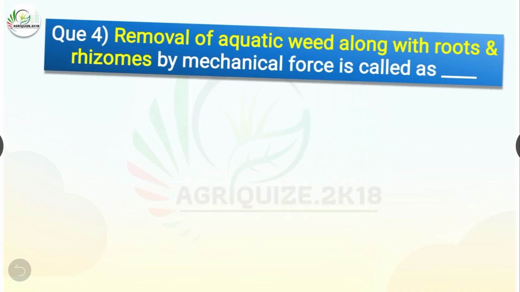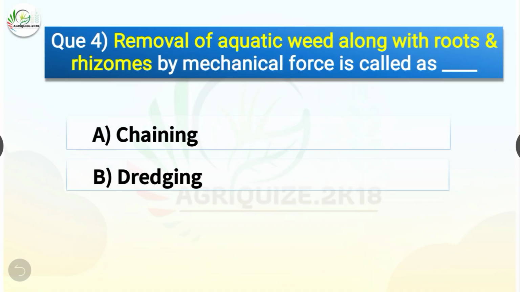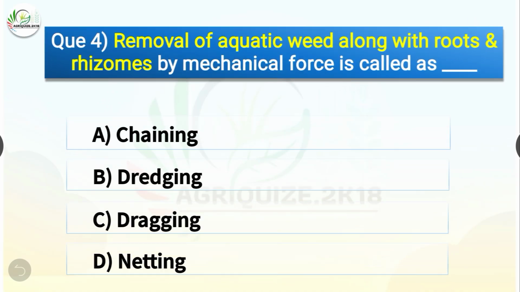Question number 4. The removal of aquatic weed along with roots and rhizomes by mechanical force is called as. The options are chaining, dredging, dragging or netting. The correct answer is option B, dredging. So removal of aquatic weed along with roots and rhizomes by mechanical force is called dredging, whereas the floating aquatic weeds are removed by chaining.